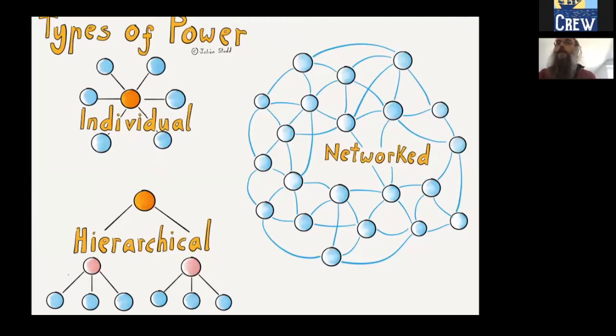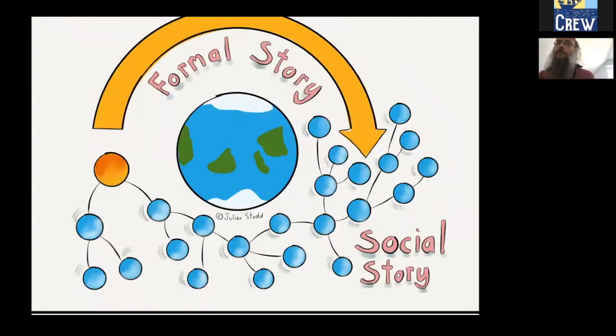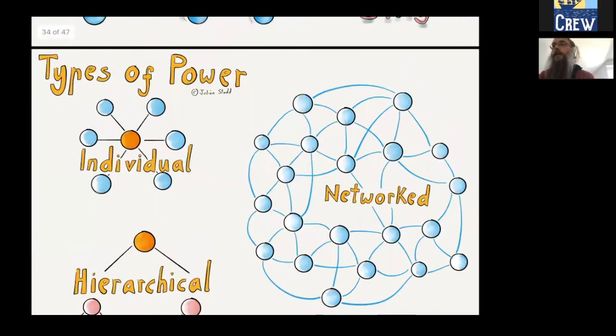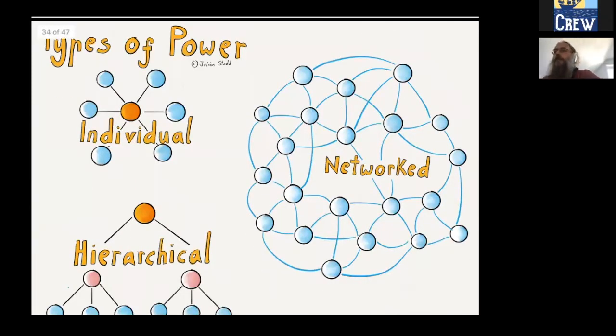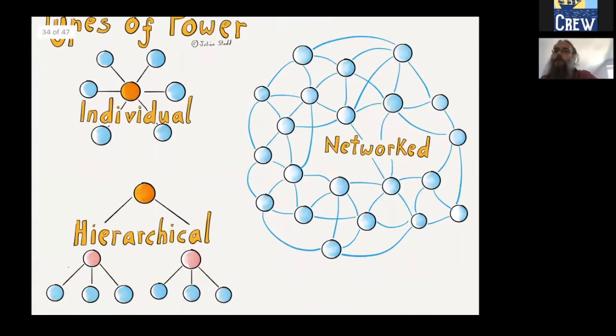And if we go back to this diagram here, formal stories flow through formal relationships in formal systems at the top. But social stories and reputational-based authority flow through the social community, based on that reputational networked type of power here. So really, it's almost a representation of how we grow social leadership through the development of networked authority.